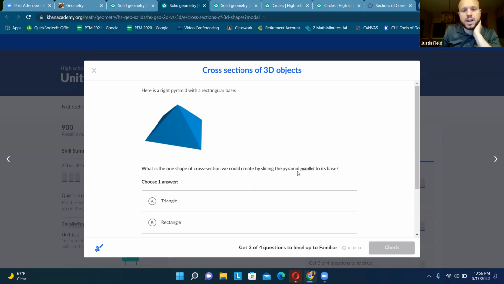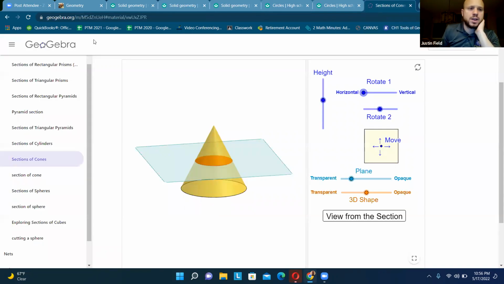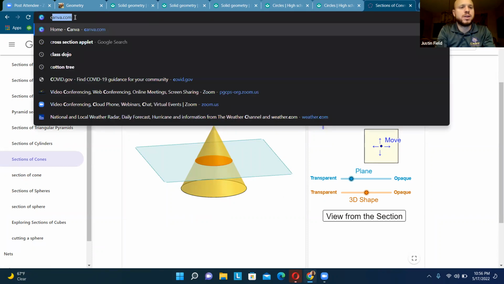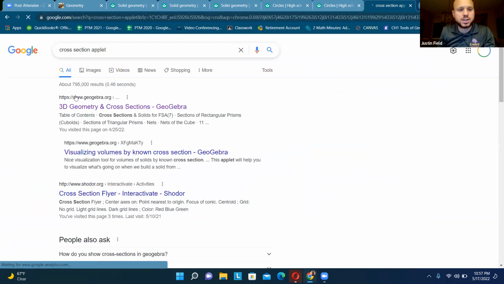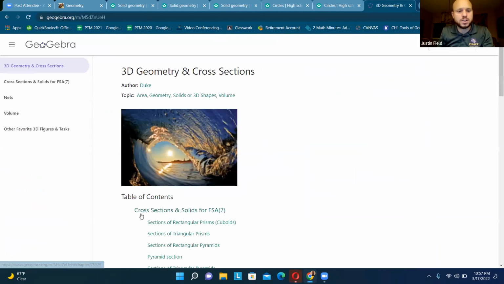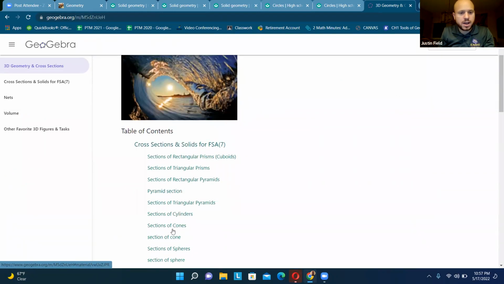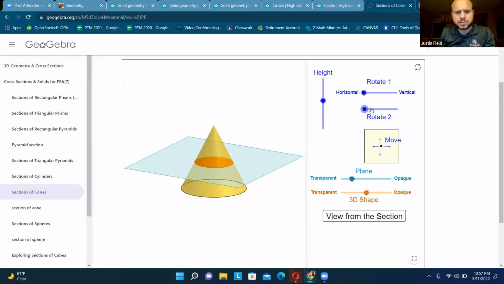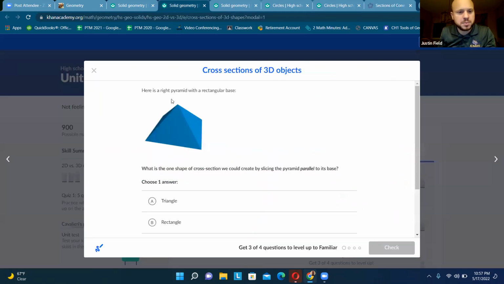And same thing here, but now we're getting a little bit more advanced. Like I was saying, is it parallel to the base? All I did was, I'll put this link on, but if you just type cross section applet, then you'll go to the GeoGebra, which is where I was, and you can look at the sections of the different things, and that'll help you visualize whether they're parallel to the base, what the height is. Okay, so that should be a lot of fun.